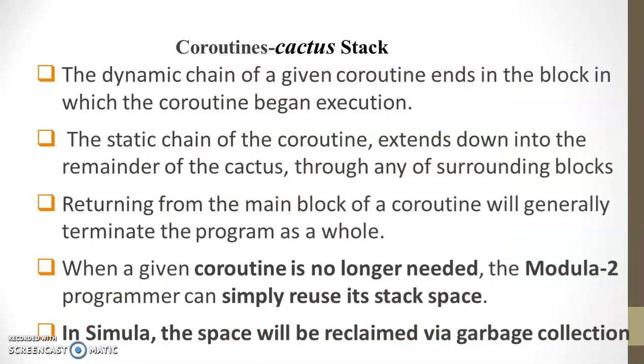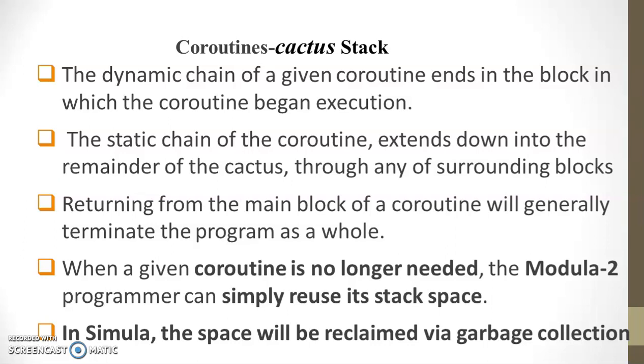Then, the dynamic chain of a given coroutine ends in the block in which the coroutine began the execution. Then the static chain of the coroutine extends down into the remainder of the cactus through any of the surrounding blocks. That is, it depends upon the parent. Returning from the main block of a coroutine will generally terminate the program as a whole.